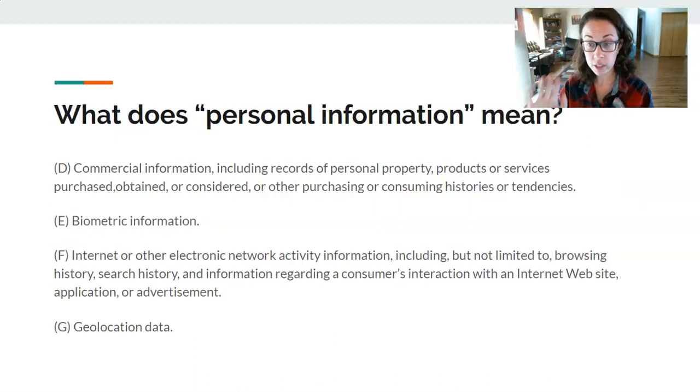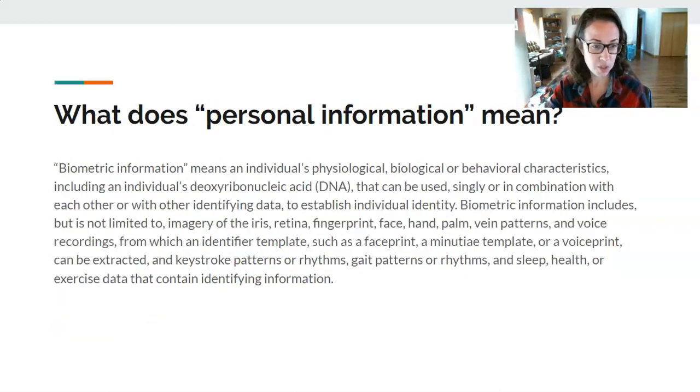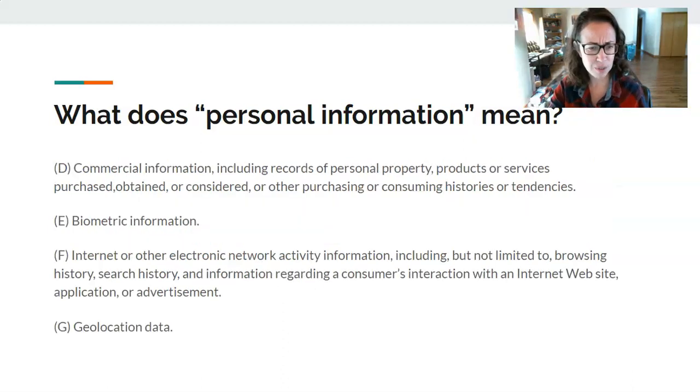Commercial information. Oh, get this, biometric information. So things like your DNA, your fingerprints, your iris, retina, all these scans that these phones are collecting now. Voice prints, keystroke patterns or rhythms, sleep, health, or exercise data that contain identifying information. I just think this is fascinating.